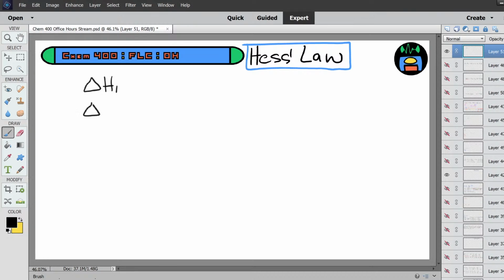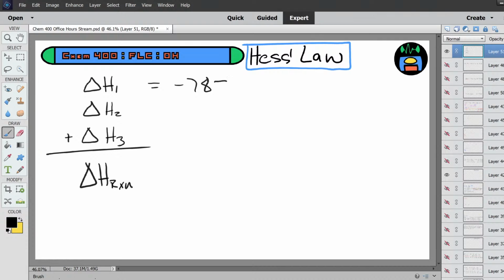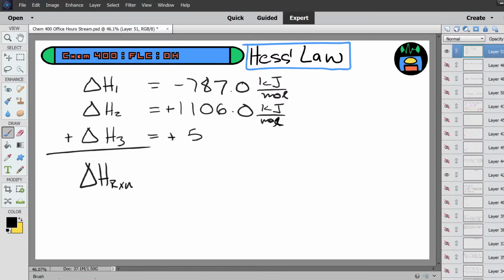a delta H for the first manipulated reaction plus the delta H for a second manipulated reaction plus the delta H for that third is the delta H for the reaction that we're after. And our first delta H, after we manipulated it around, was negative 787.0 kilojoules per mole plus our manipulated reaction for the second reaction was 1106.0 kilojoules per mole. Delta H for the third one was a positive 571.6.